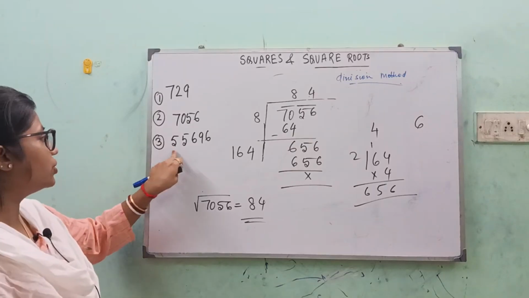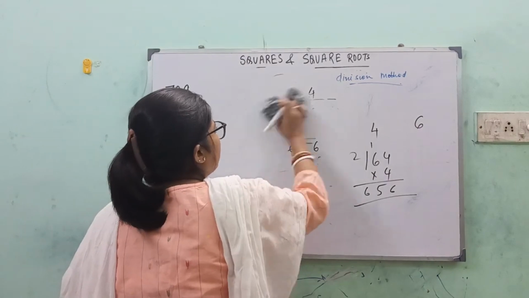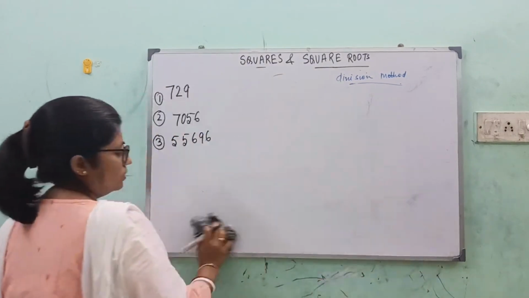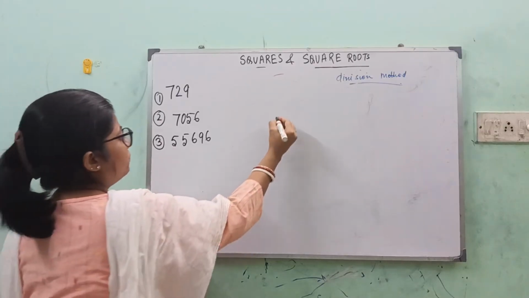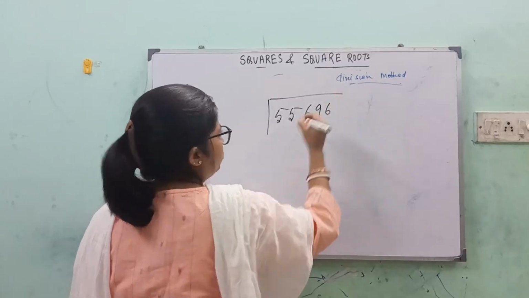Now the third question is there already on the board. Take 15 seconds and finish it up quickly. Quickly. 55696. Find the square root. Quickly. Come on.